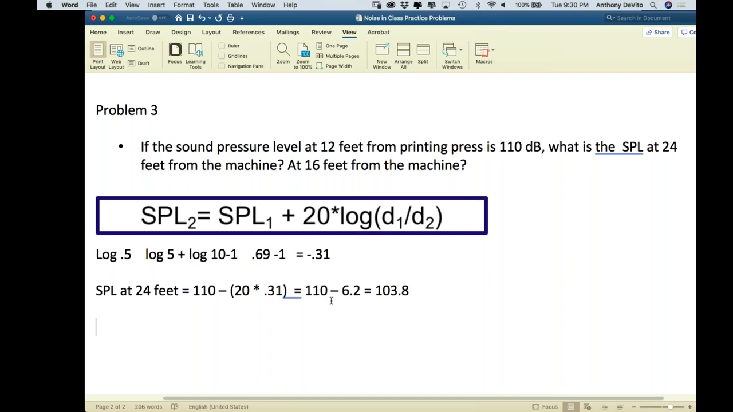So our sound pressure level was reduced. It wasn't reduced to under 90, right? It was reduced to 103.